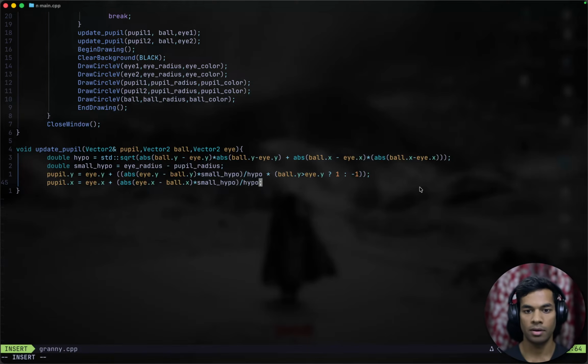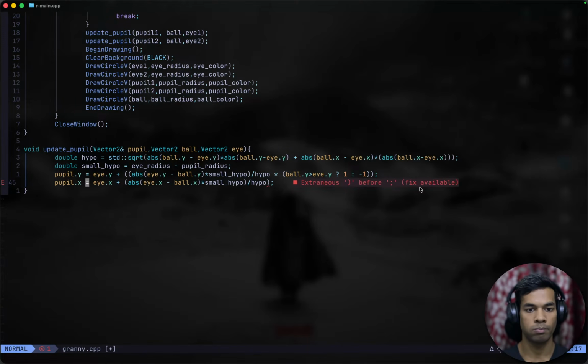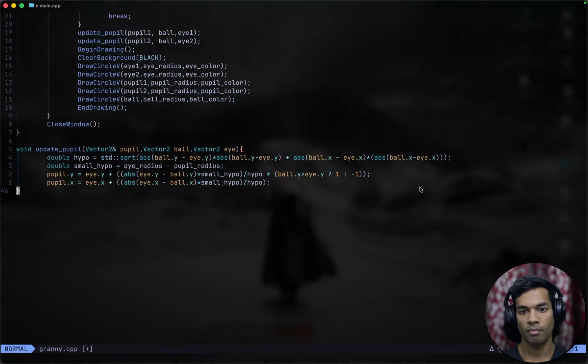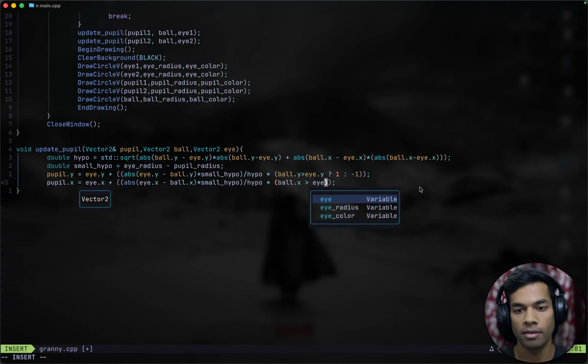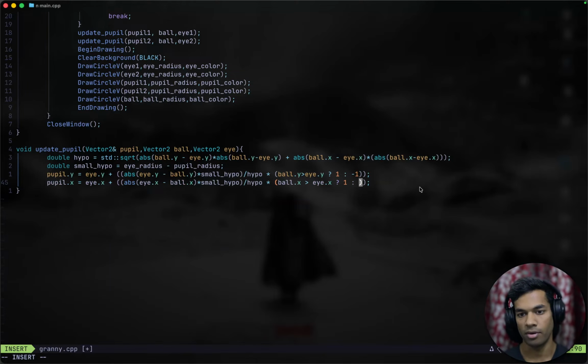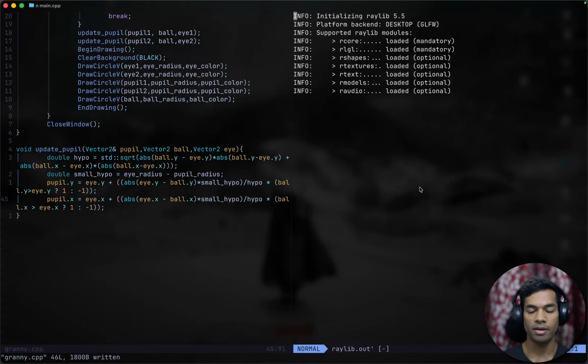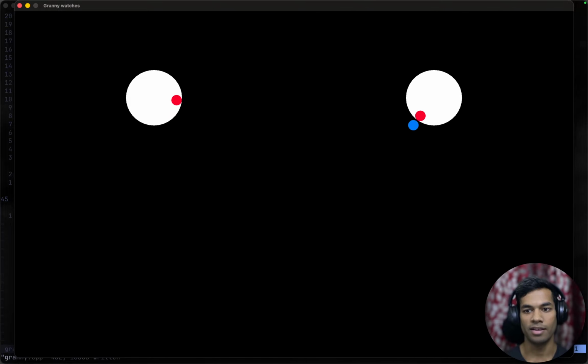And here also, multiply by ball dot x. If that is greater than I dot x, then multiply by 1, otherwise subtract 1. Okay, this eye is kind of good. That is actually pretty cool. Okay, this is mathematically correct. This is literally mathematically correct.